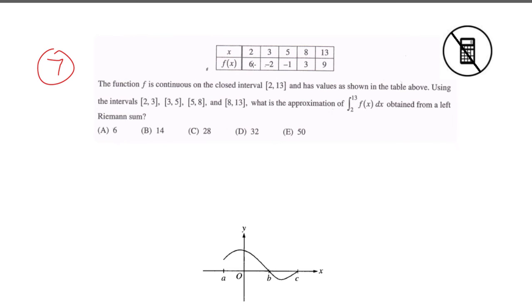Number 7. All right, left Riemann sum. Again, if you're thinking of a gun, the handle of the gun is left. And here you're looking at the change in the interval. The change from 2 to 3 is 1, so you do 1 times 6, which is 6. The change between 3 and 5 is 2. 2 times negative 2 is negative 4. Between 5 and 8, the change is 3. 3 times negative 1 is negative 3. Change between 8 and 13 is 5. 5 times 3 is 15. Add all these up, what do we get? 6 minus 4 is 2, 2 minus 3 is negative 1, negative 1 plus 15 is 14.